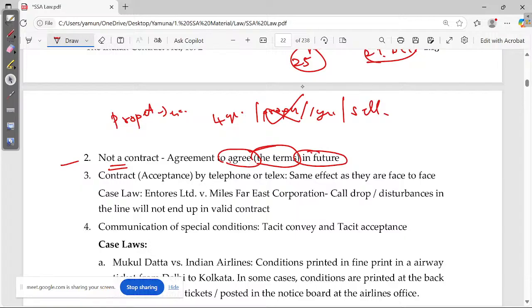Contract, if you accept it by telephone or telex, yes, you can say it is as if you're sitting face to face and accepting it. Yes, you can say.